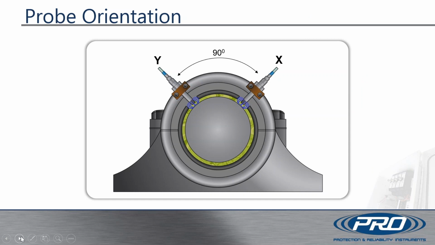This is another diagram combining the probes being 90 degrees away from each other and also the proper 3 times distance away from the probe when the probe is mounted inside of the shaft.